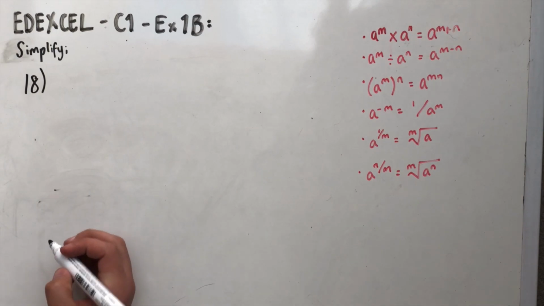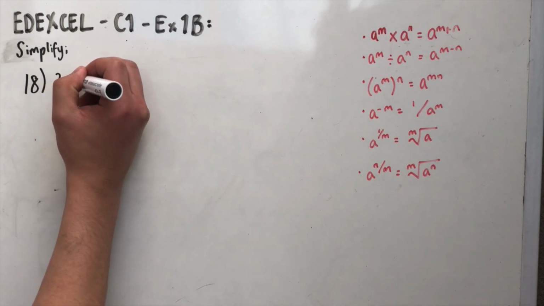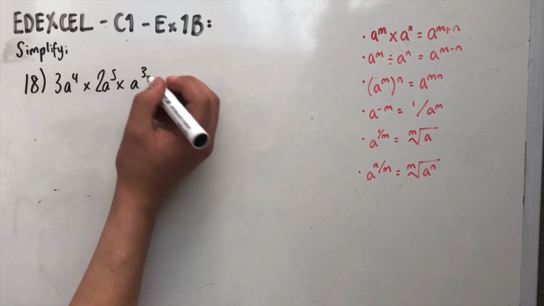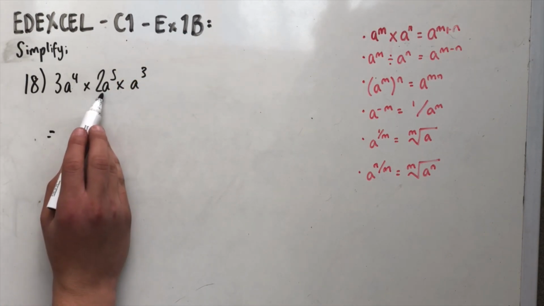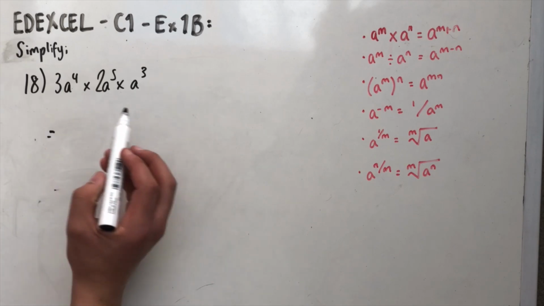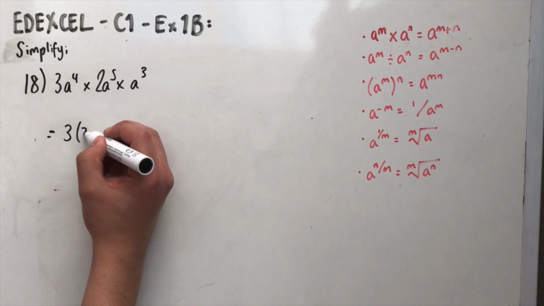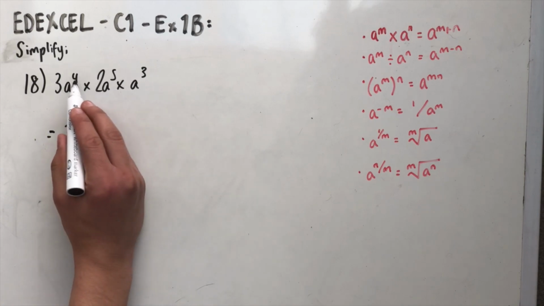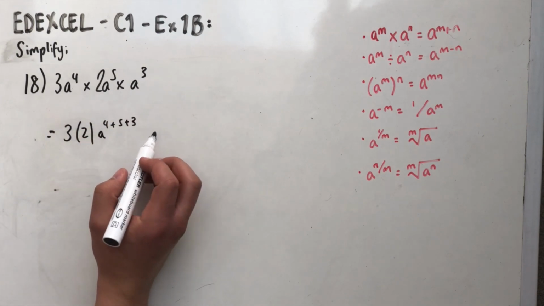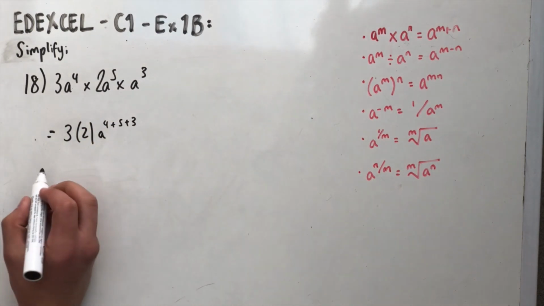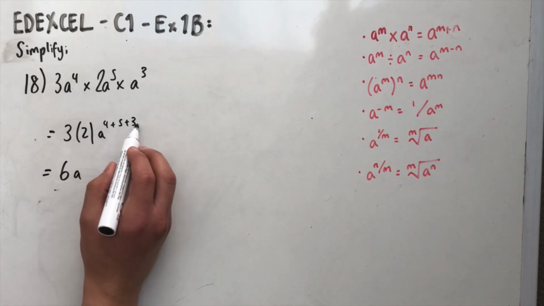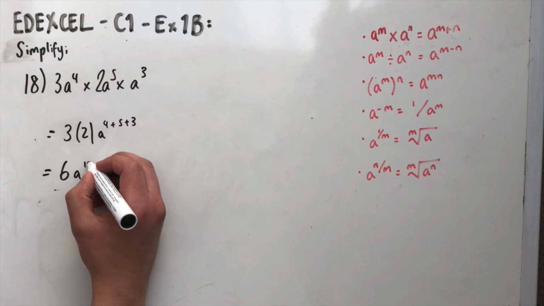Question 18, last but not least, we have another 3 section problem, 3a to the power of 4 times 2a to the power of 5 times a to the power of 3. Doing this all together, using the numbers first, 3 times 2 is just 6. And with the a's, because we're timesing them all together, we add the indices, like it shows on rule 1 of our indices rules in the top right hand corner. So a to the power of 4 plus 5 plus 3. Simplifying this, the 3 and the 2 times together to make 6. 4 plus 5 plus 3 gives us a to the power of 12.